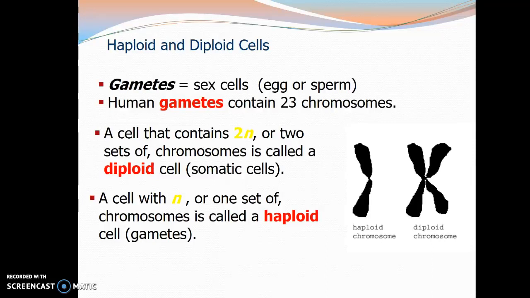So two important vocabulary words are diploid and haploid. A diploid cell is a cell that contains two sets of chromosomes. And so our somatic or body cells are diploid. And then haploid cells are cells with n, or one set of chromosomes. And our gametes are the only type of cells in our body that are haploid. And so you see here's a diagram, and this is a haploid chromosome, so it's just one set. And then you see the diploid chromosome has the two sets, or two sister chromatids.